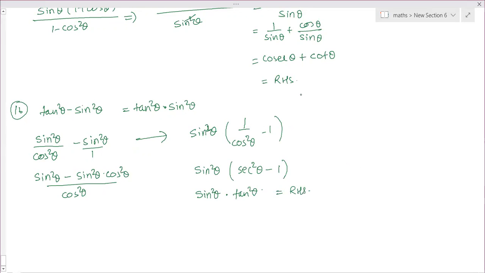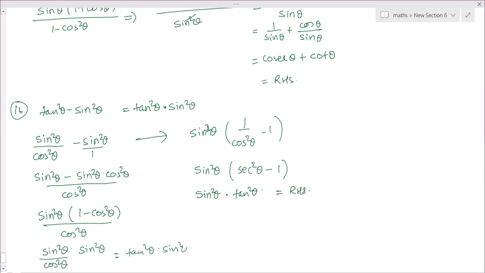That's right. Ma'am, I did it in the method you did it. Like I took sine square theta common. Okay, here you will get the same thing. Then here sine square theta, then further 1 minus cos square theta, which is again sine square theta. It becomes sine by cos, which becomes tan, and that's it. Both are right.